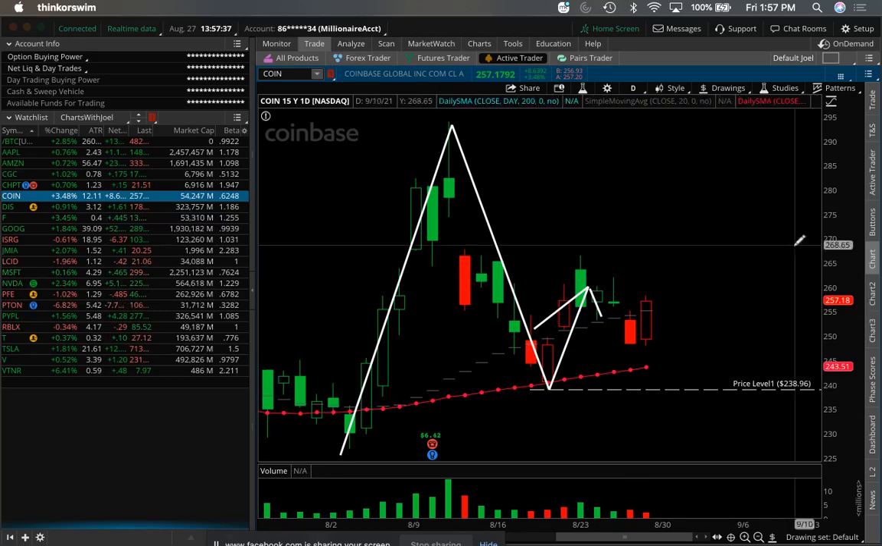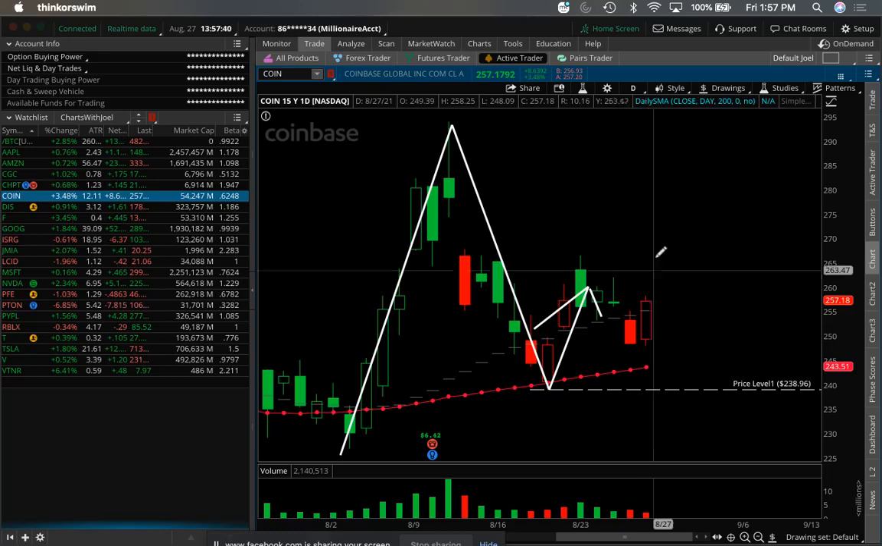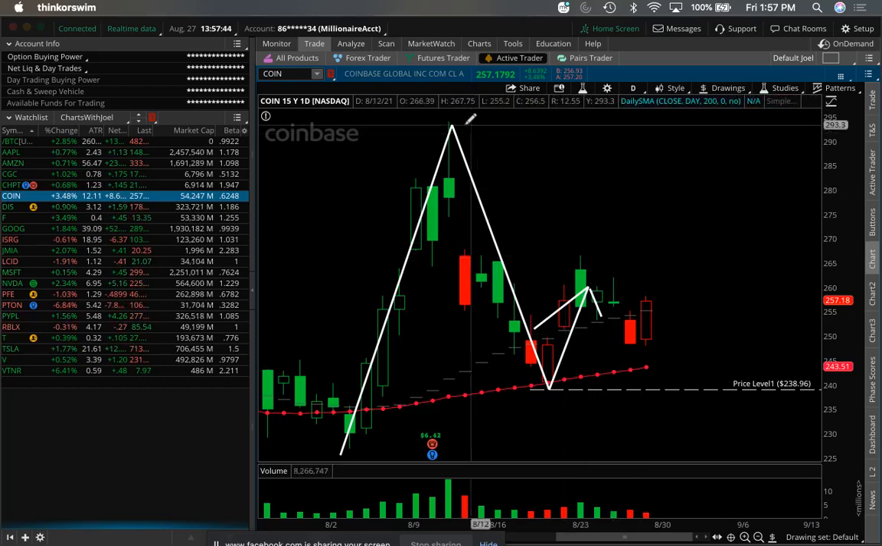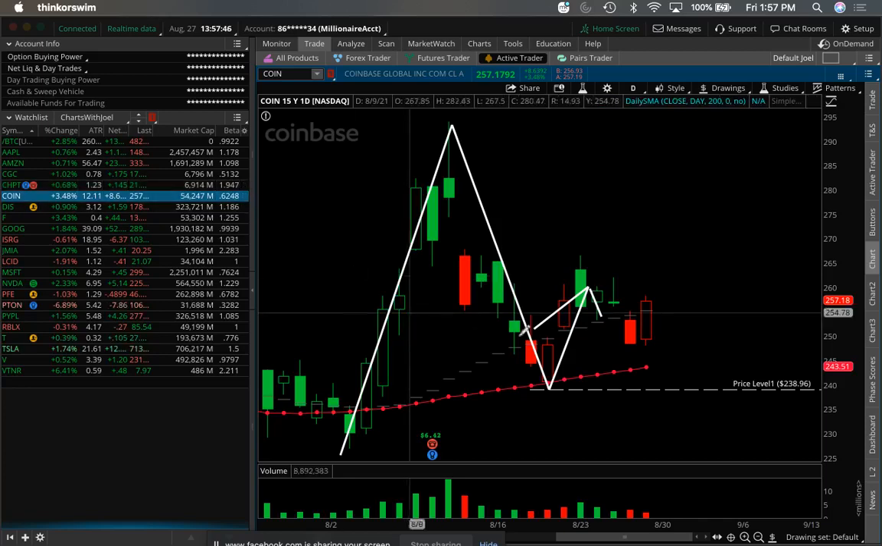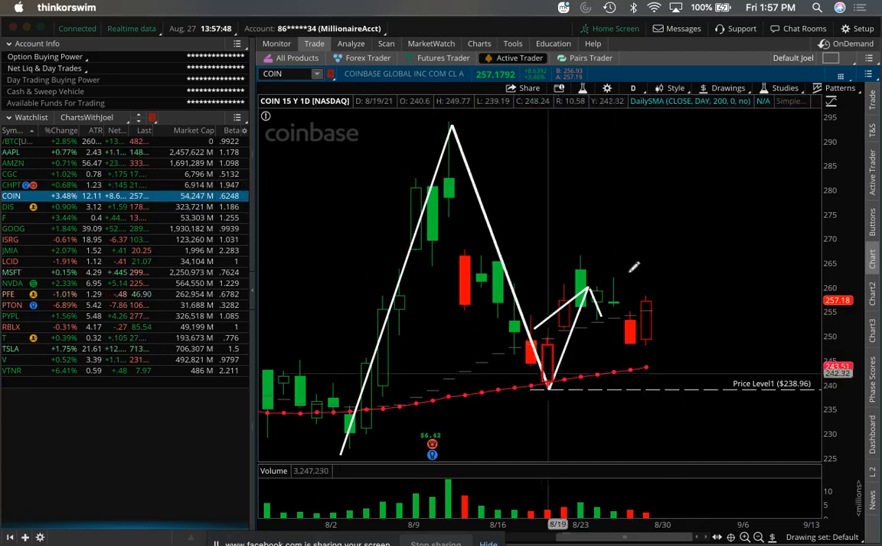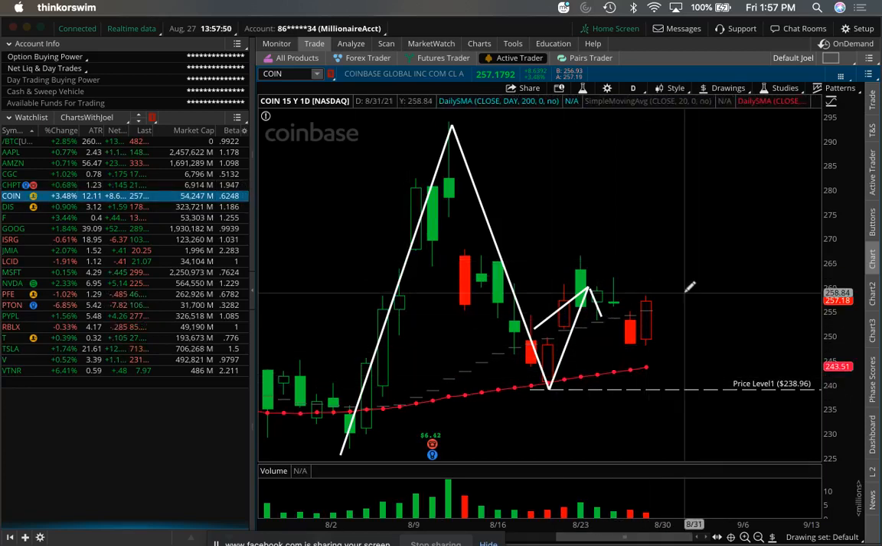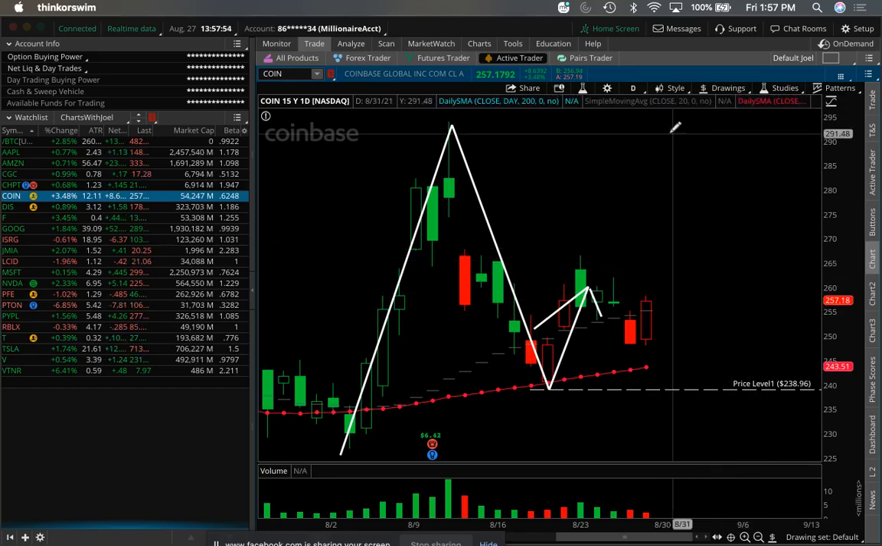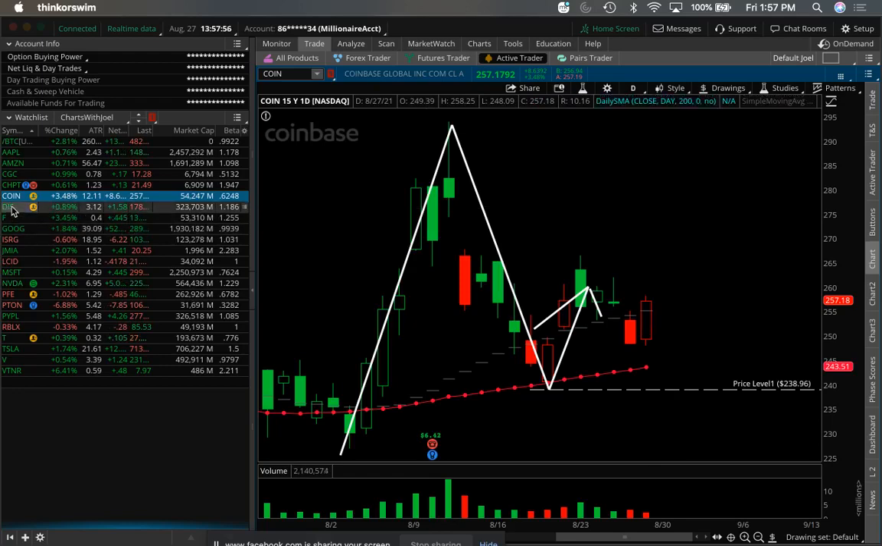Okay? Looks like it's ready to go. Looks like it's trying to take off. Back to this resistance area, 266, back to 295. Okay? That's a pretty nice little move. $40 off of 250? Talking about a good 15% return. Let's look at Disney.